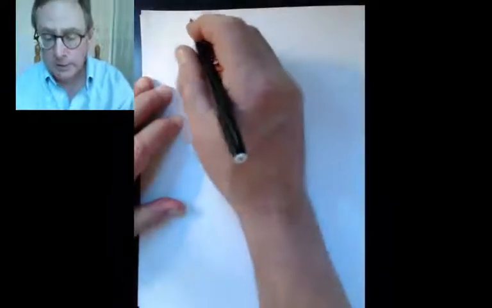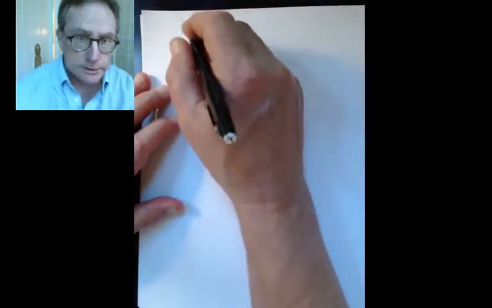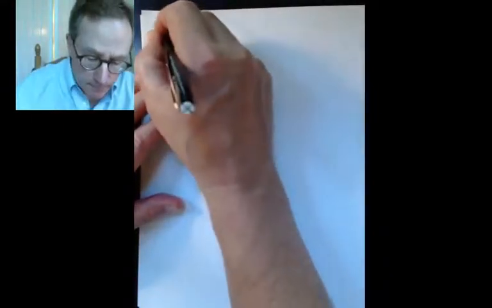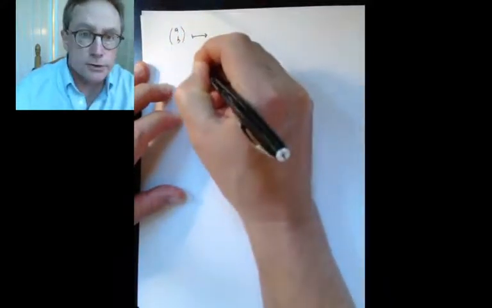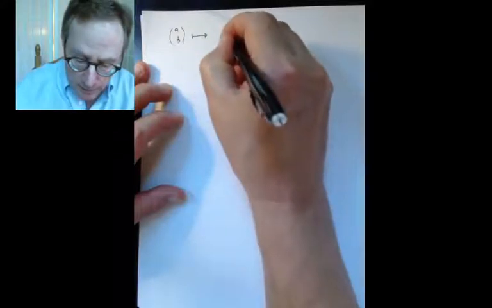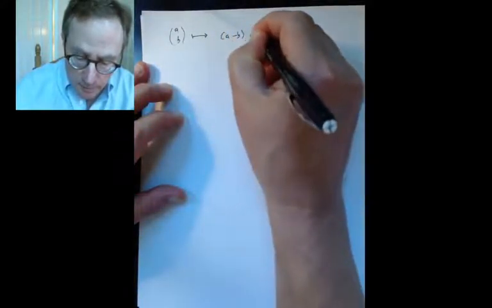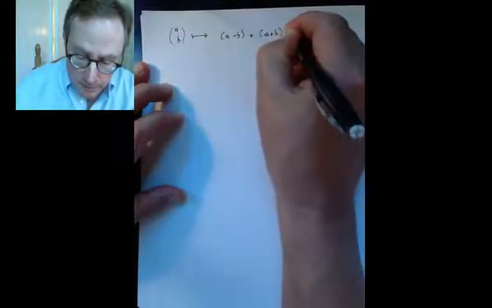We saw last time the how-to, the 4 different steps that a person needs to show. A person needs to show one-to-one, onto, preservation of addition, and preservation of scalar multiplication. So I'll just start in. I better remind myself how it goes. Let's see. It is (a, b) is associated with (a minus b) plus (a plus b)x.